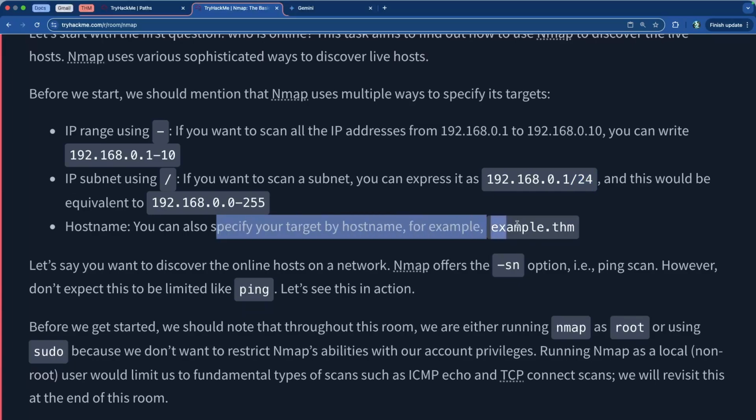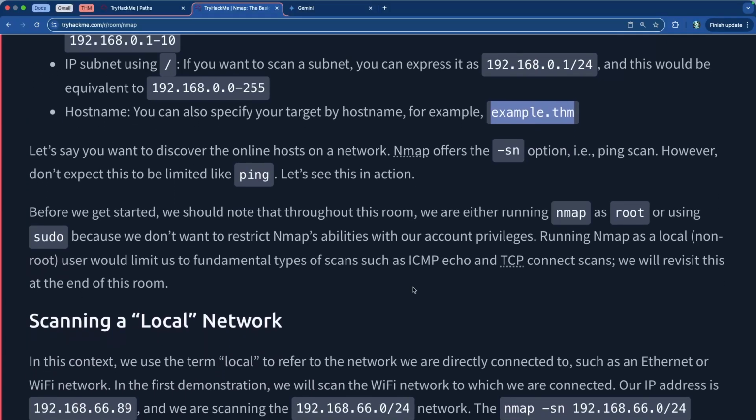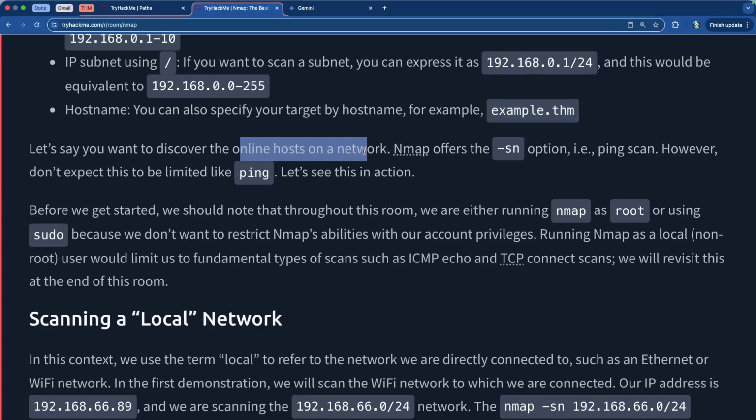You can also target a host name, meaning a domain name. You could actually type in a domain name to see if there are any open ports or any services and so on and so forth available on that domain name. So if you want to discover online hosts on a network, we can do the -sn option, which is basically the ping scan.